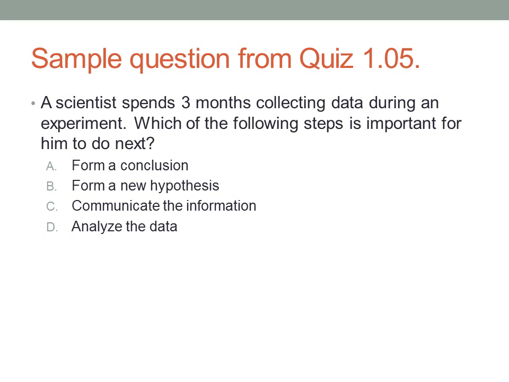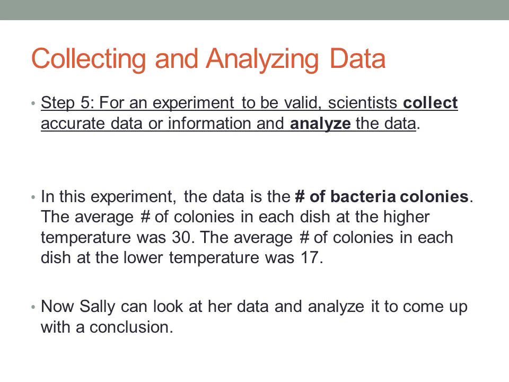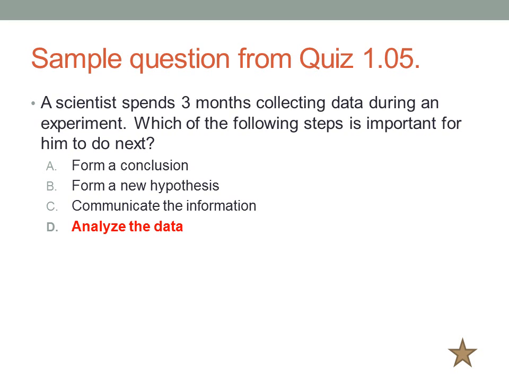All right, here's the next question. A scientist spends 3 months collecting data during an experiment. Which of the following steps is important for him to do next? A, form a conclusion, B, form a new hypothesis, C, communicate the information, or D, analyze the data. So far what he's done is collect the data. Now what should he do? Remember, step 5 was that scientists collect accurate data and then they analyze it. So the best answer for this one would be D, analyze the data.